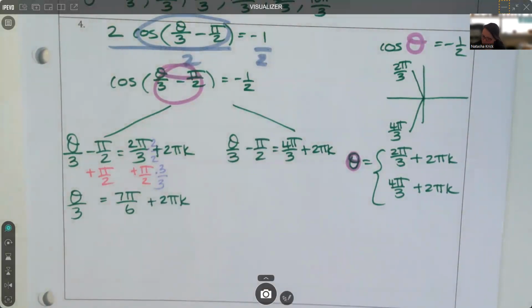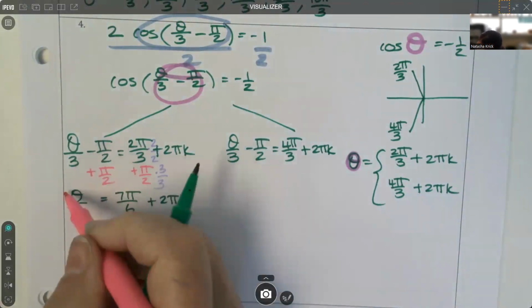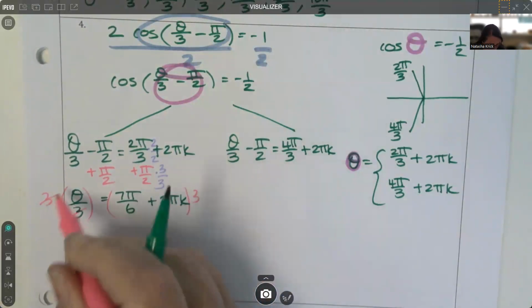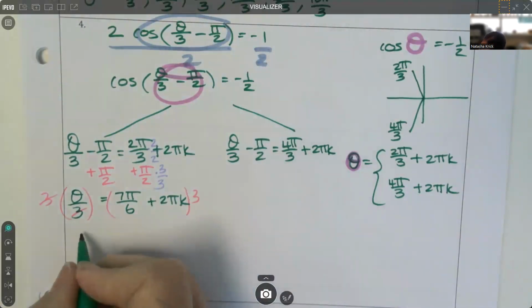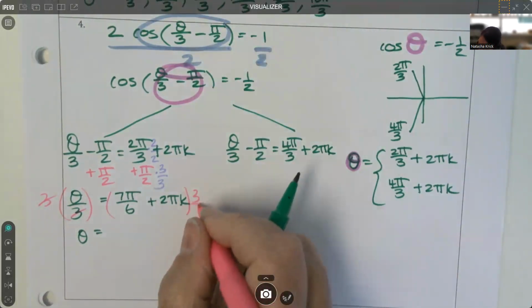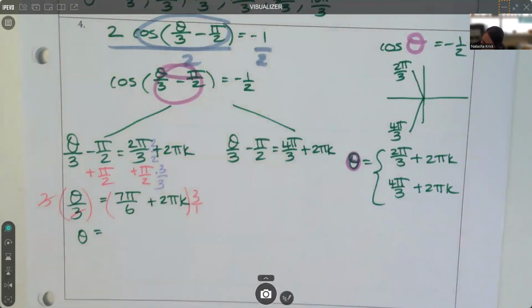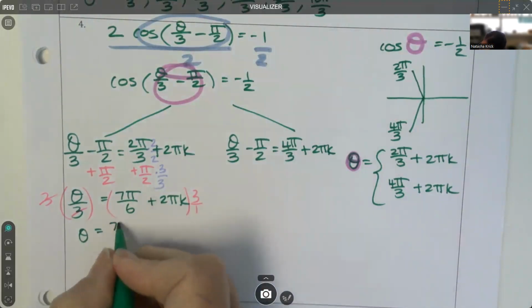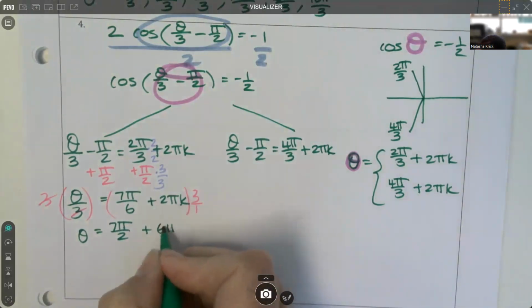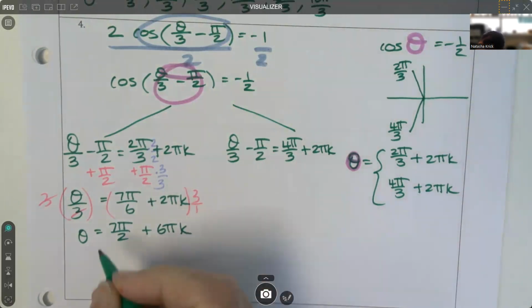And then once I've done that part, now I need to get rid of this 3. So I'm going to multiply everything by 3. And I would get 7 pi over 6 times 3. I could think of that as being 3 over 1. And so the 3 would cancel out with the 6. That's going to give me 7 pi over 2. Plus 3 times 2 pi k would give me 6 pi k.